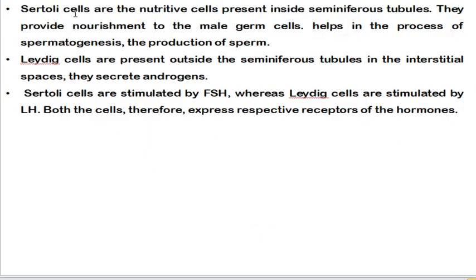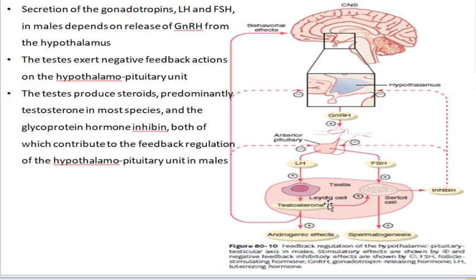So Sertoli cells are nutritive cells present inside the seminiferous tubule and they provide nourishment to male germ cells. These cells also help in the process of spermatogenesis. Next, the Leydig cells are present outside the seminiferous tubules, that is, in the interstitial cells, and they secrete an androgen hormone like testosterone. Sertoli cells are stimulated by FSH whereas Leydig cells are stimulated by LH. So this you should know.